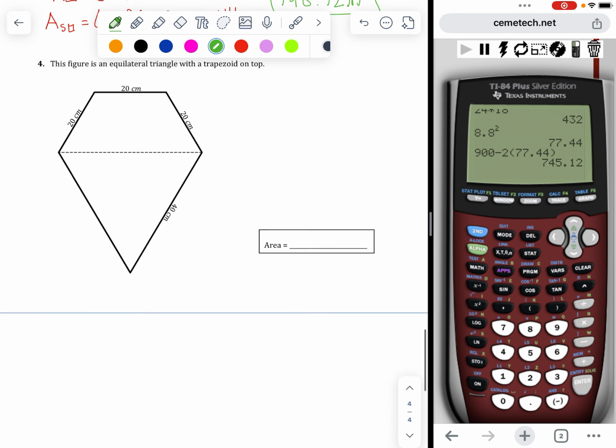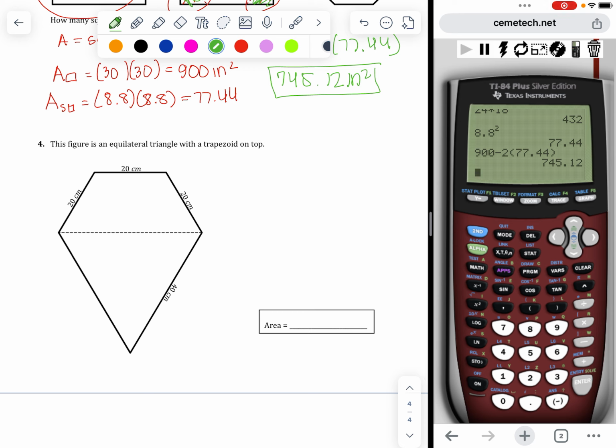All right. The last problem here, it says this figure is an equilateral triangle with a trapezoid on top. And if you look, it's an isosceles trapezoid because I can see that these two pieces are congruent. Find the area of the figure. So my plan is to find the area of the whole thing by taking the area of the trapezoid plus the triangle. All right, so I'll start with the area of the trapezoid.